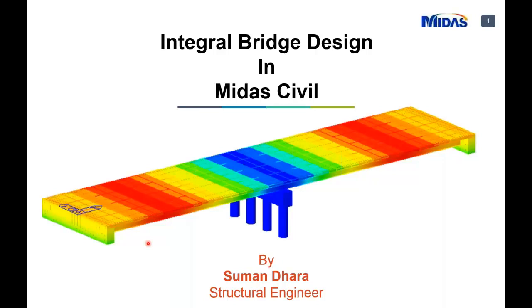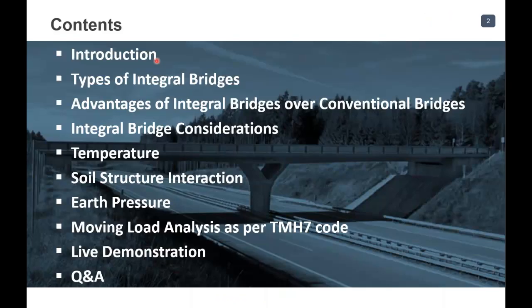First I'll introduce you to integral bridges. What are the different types of integral bridges that we as designers generally deal with, and what are the advantages of integral bridges over other conventional bridges for short span lengths, and what are the integral bridge considerations while designing that you need to take care of. Some of the considerations which are really important are temperature, soil structure interaction, and earth pressure. Later, in the live demonstration, we'll also see how moving load analysis as per South African TMH 7 code can be run in MIDAS Civil.